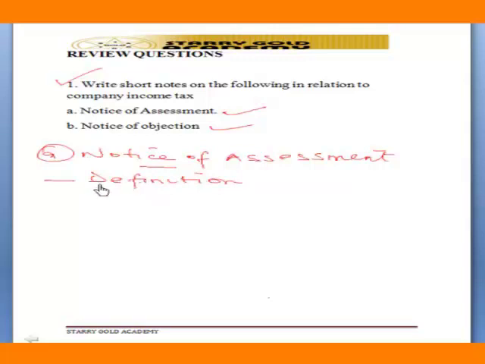So you should start with definition. How will you define notice of assessment? You could say it's a statement of tax payable. Is a mere statement of tax payable. That could be a definition of a notice of assessment. It's a mere statement of tax payable. All right, tax payable. Now the next thing I expect is you will not complete this question.